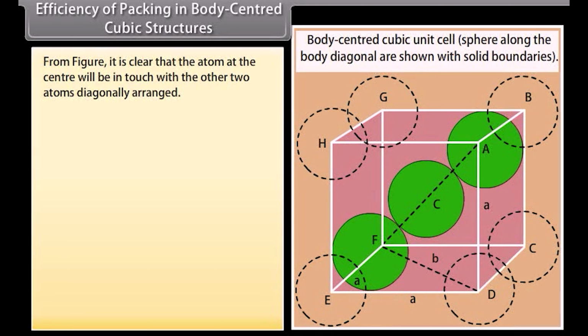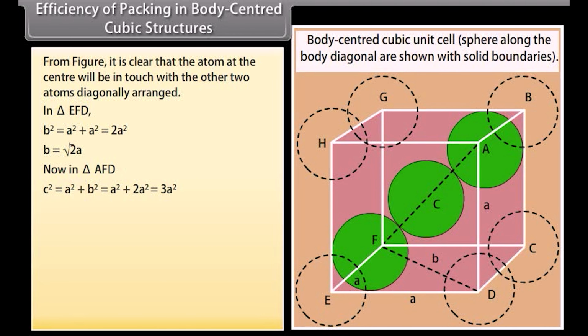Efficiency of packing in body-centered cubic structures. From the figure it is clear that the atom at the center will be in touch with the other two atoms arranged diagonally. In triangle EFD, b² is equal to a² plus a², which is equal to 2a². b is equal to √2 a. Now in triangle AFD, c² is equal to a² plus b², which equals a² plus 2a², which equals 3a². c is equal to √3 a.